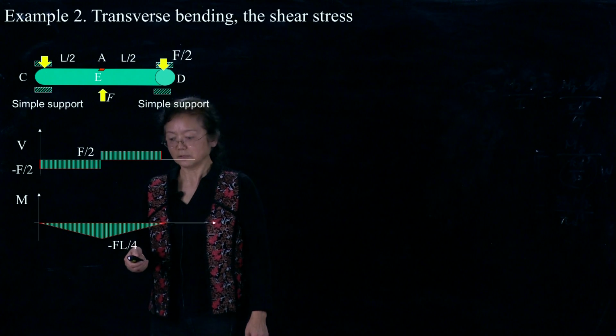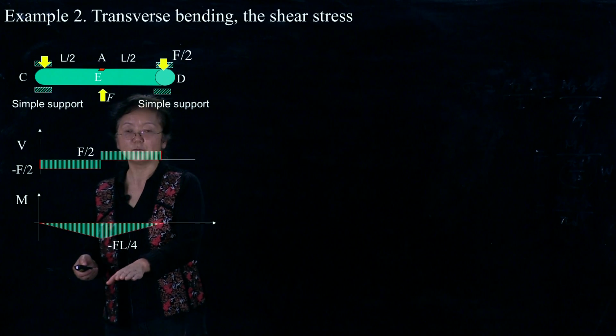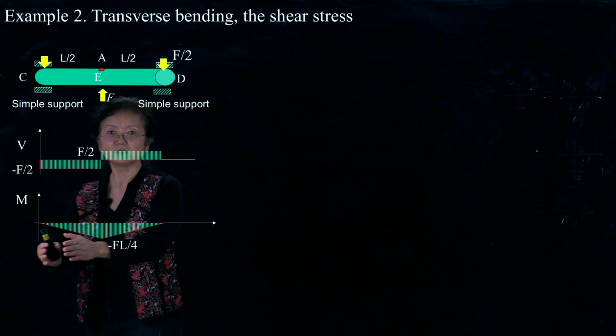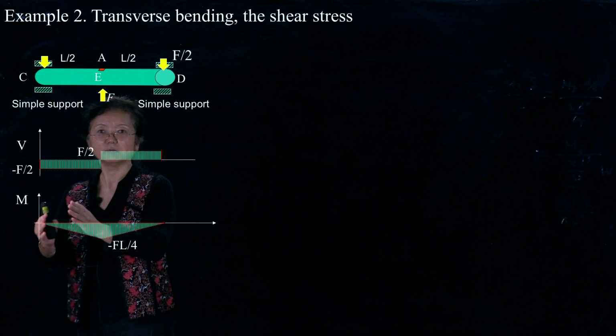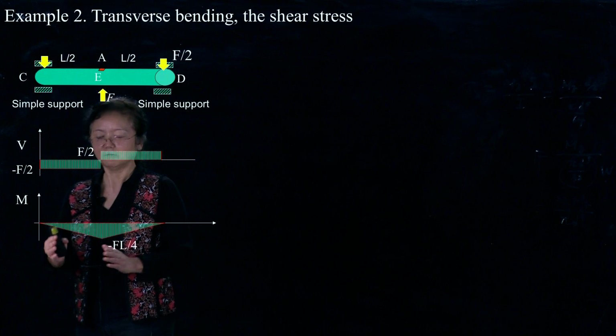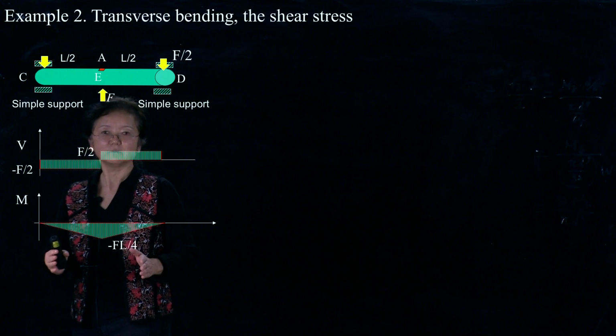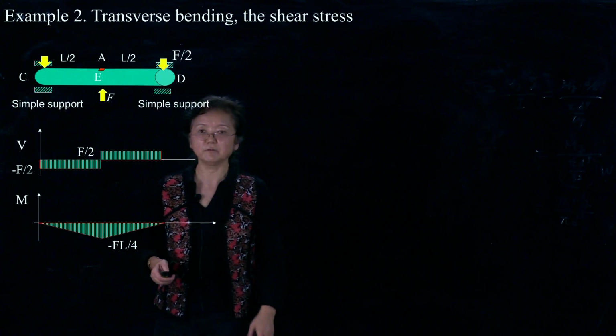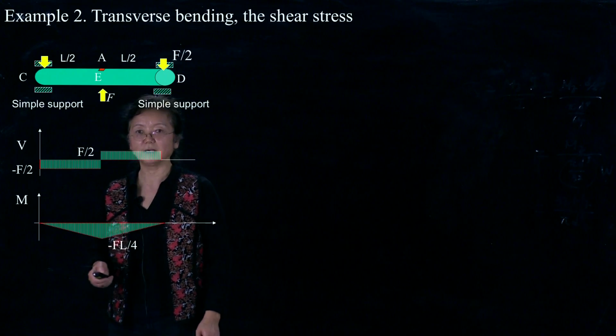All right, so in the middle, we need to mark the maximum value, which is the force times this distance. Force, 1/2 of F, distance, 1/2 of L. So that's why we get FL divided by 4 as the value of this maximum location. Okay?